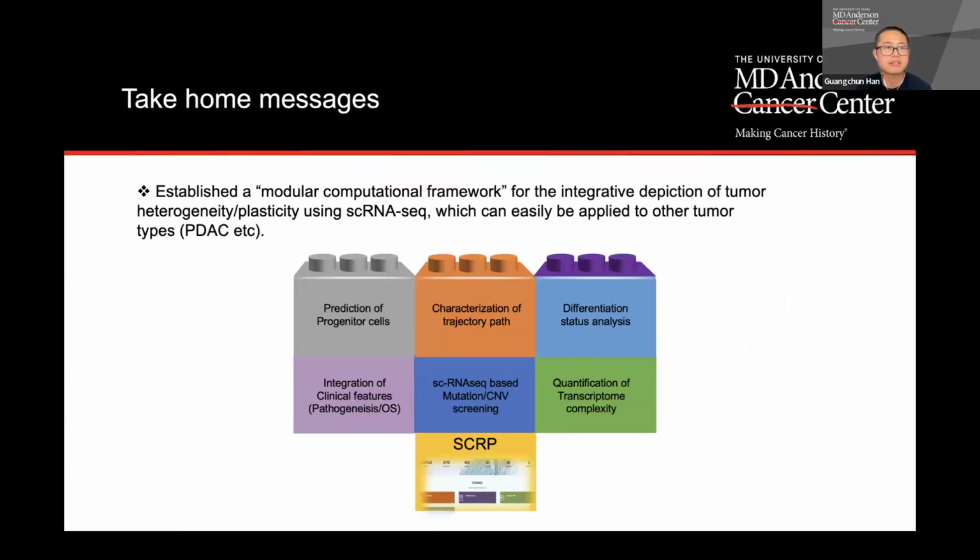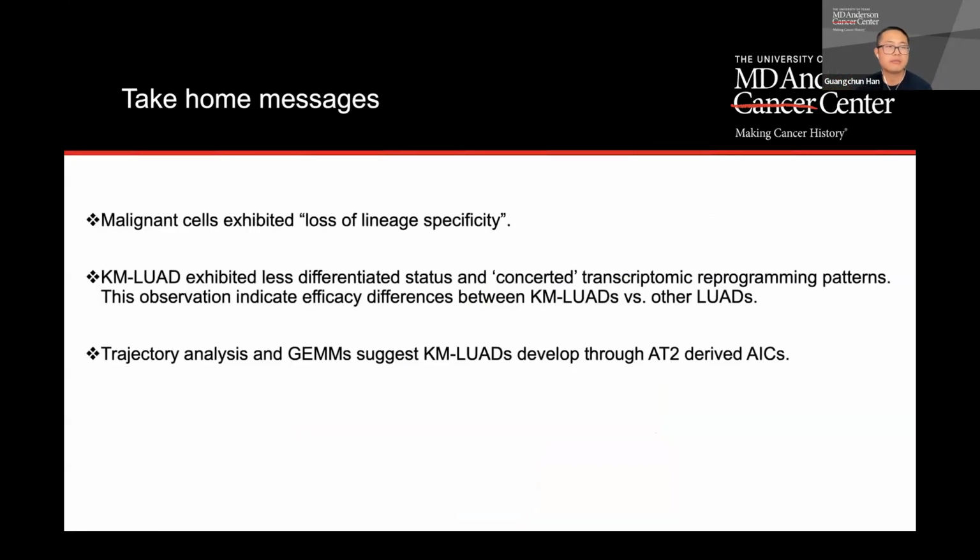So as a summary, the take-home messages. First, this study established a modularized computational network, combining different computational analysis modules to comprehensively discover the progenitor cells, and to validate the potential involvement of those progenitor cells during the malignant cell development. And second, we are able to show that the malignant cells show the loss of lineage specificity by looking at their gene expression markers, the marker gene expression, I'm sorry.